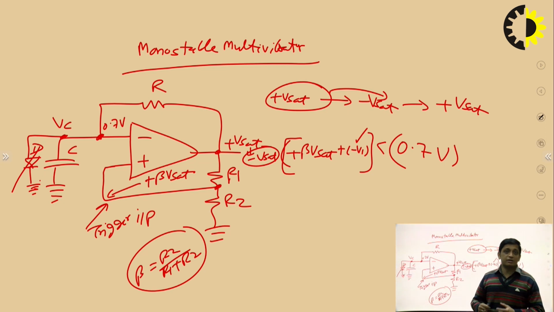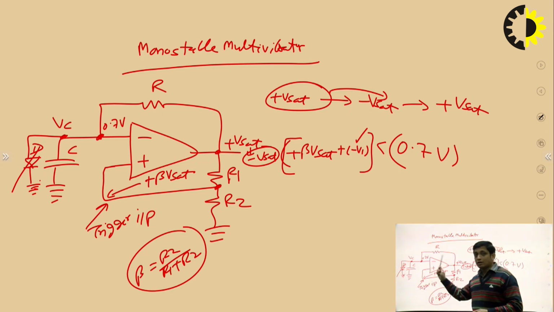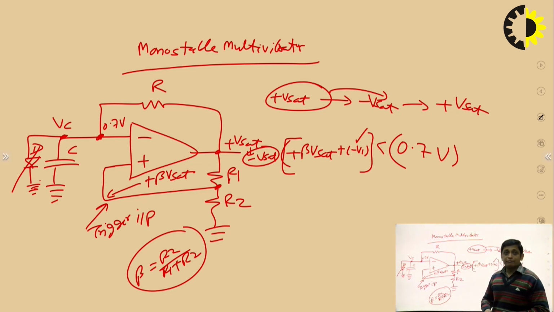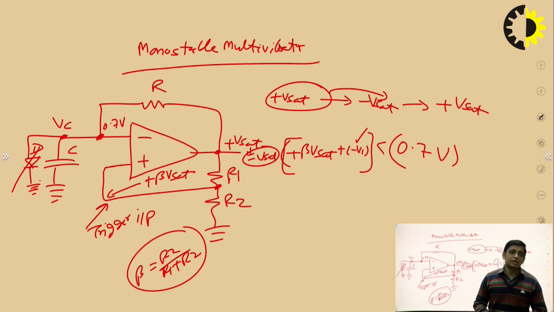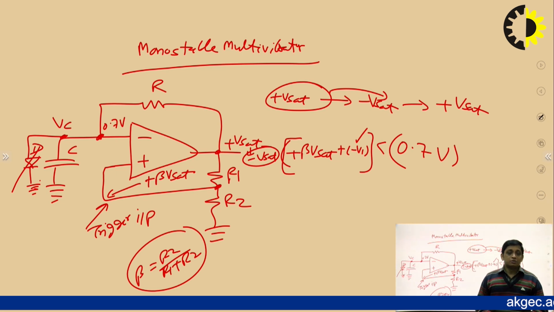If Vc is decreasing, and when Vc becomes less than the non-inverting terminal voltage, then again the output will come to plus Vsat. And when the output comes to plus Vsat again, this diode D will be forward biased. Once diode D is forward biased, the capacitor voltage Vc will be clamped to 0.7 volt for a silicon diode. Fine. So in this case, we can see that one state is stable.